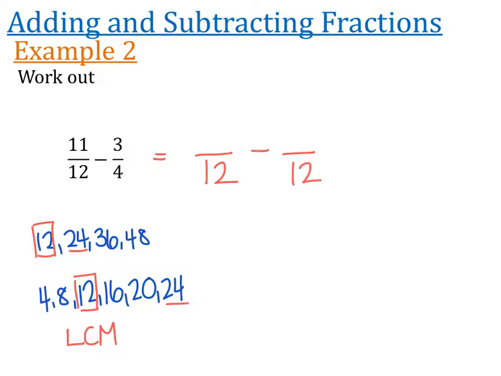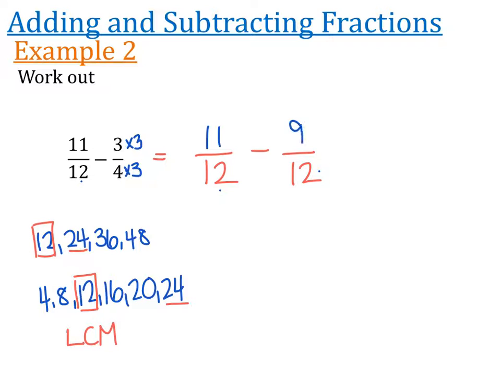So we look at the first fraction. What do we have to do to get from 12 to 12? We don't have to do anything at all. So we don't have to change the first fraction at all. It just stays as 11 out of 12. How do we get from 4 to 12? We're going to times by 3. So whatever we times the bottom by, we also have to times the top by.